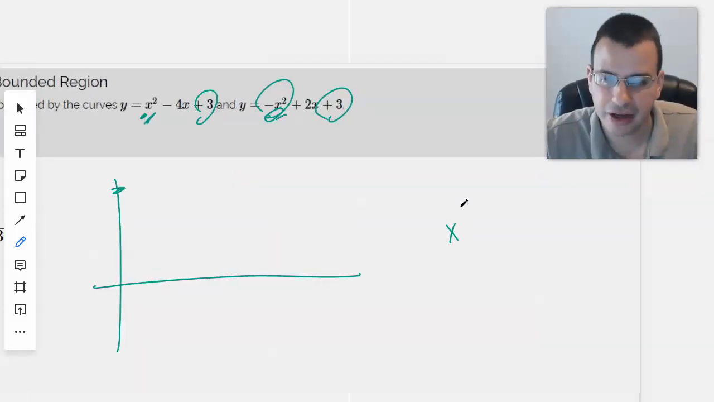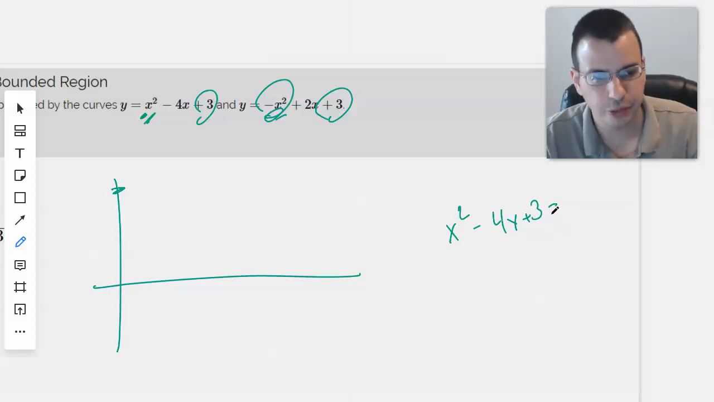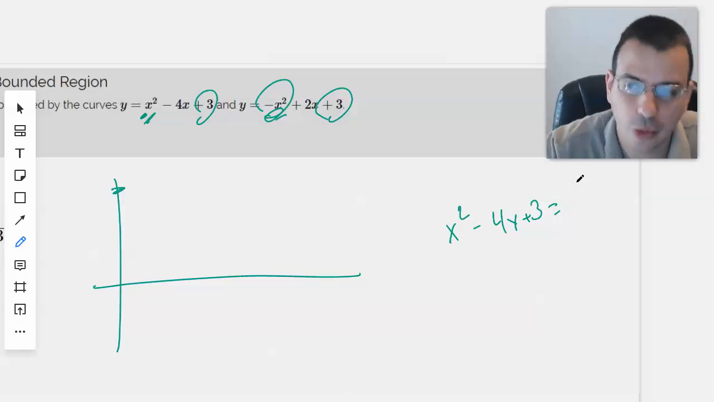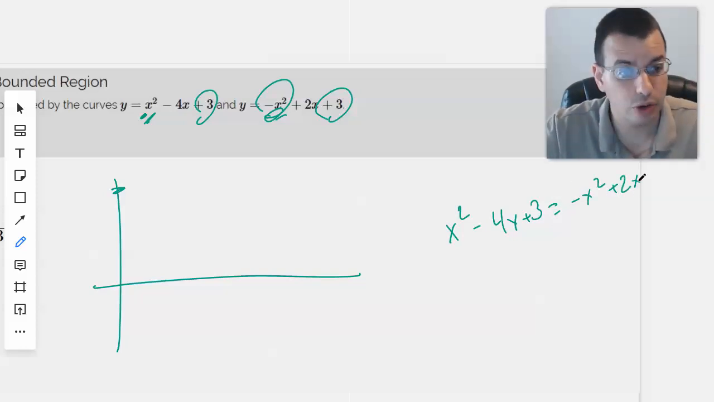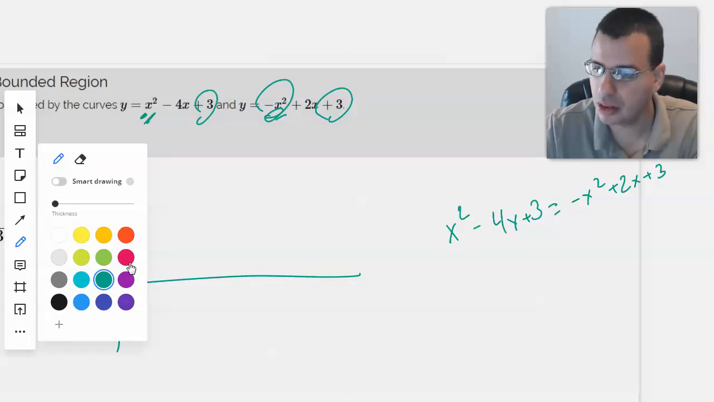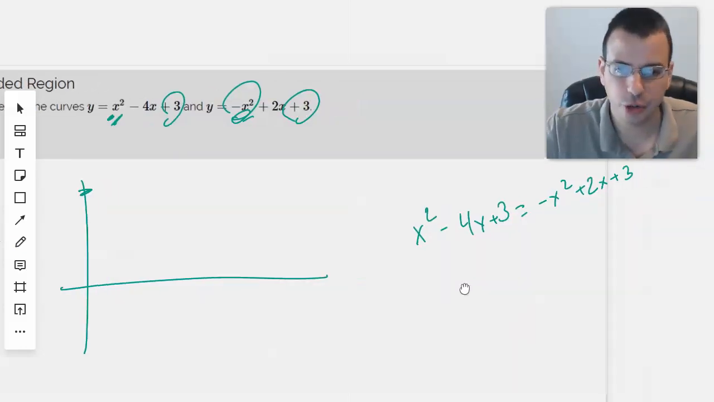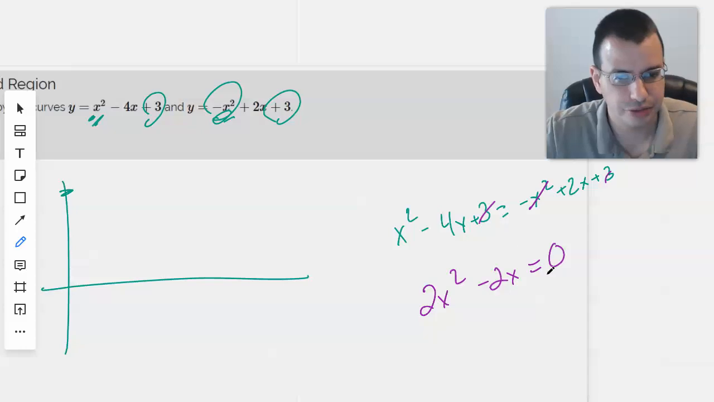So if we have x squared minus 4x plus 3, and we just set them equal to each other, we'll find out where they're equal to each other. One of them we kind of know is at 0, but there's probably another point as well. So we set the two equations equal to each other, start simplifying things, and we get 2x squared by moving the x squared over. We have negative 2x equals 0, and then the 3's cancel.